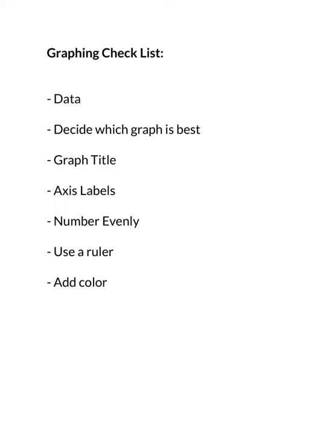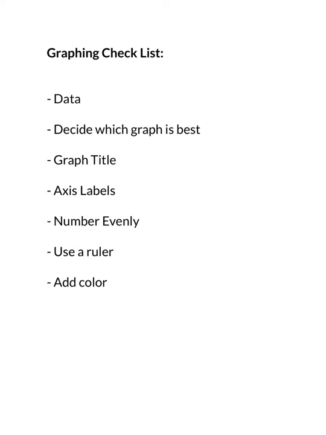It might be a bar graph, it might be a line graph, it might be a pie graph. Those are the most popular, but you need to decide which graph is best. Then you need to give your graph a title. What are you going to be graphing? You need to give axis labels on each side, the x-axis and the y-axis. Don't label them x and y-axis. You need to tell me, like, on one side percent and on the other side people. Then you need to number your axis evenly, and I will show you what I mean by that.